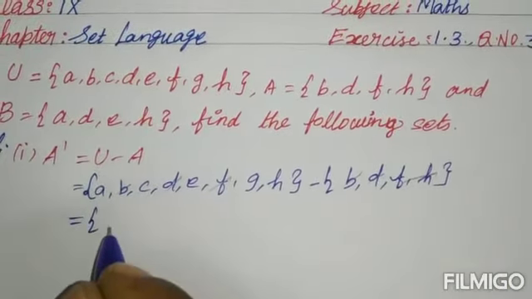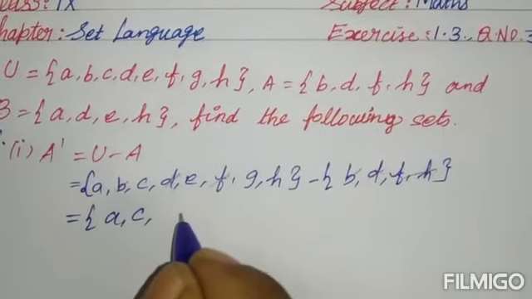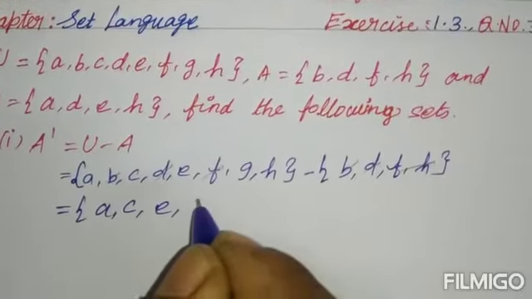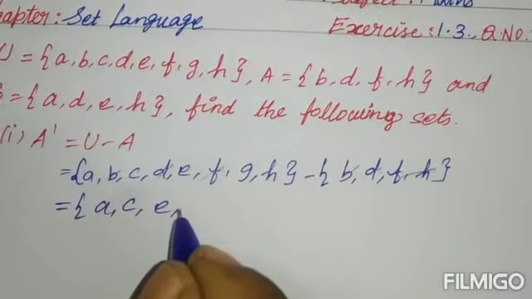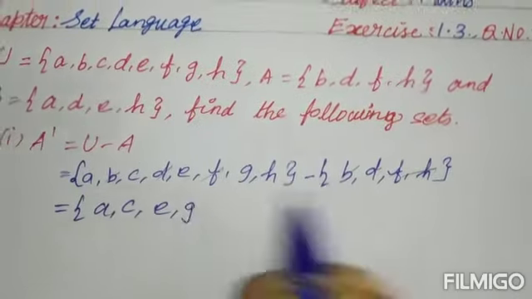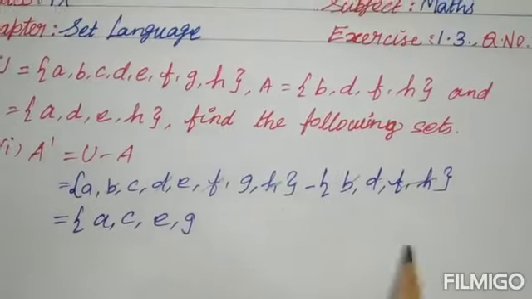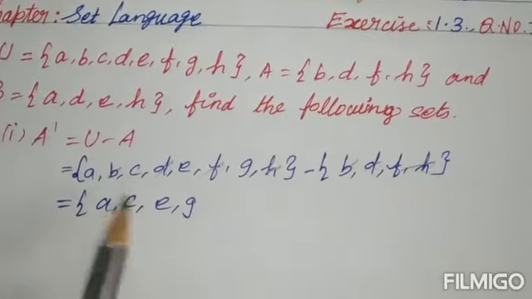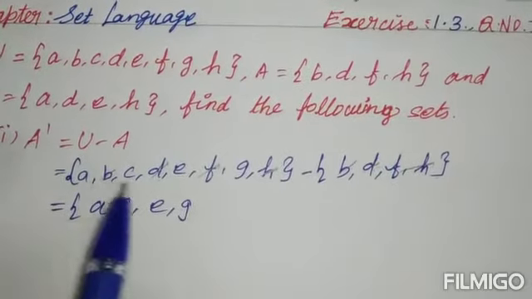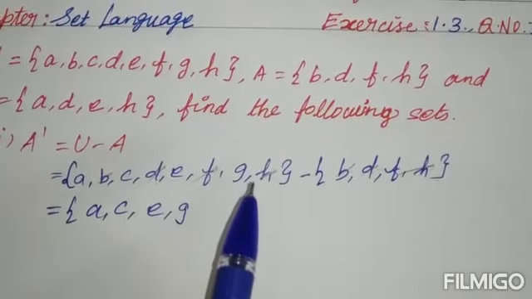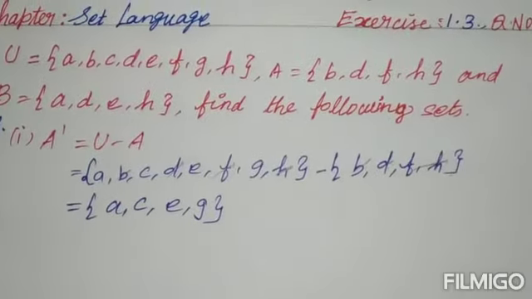The remaining elements are A, C, E, G. Also H is common, so we can cancel the H. So 1, 2, 3, 4 elements are common here. You can write the remaining: A, C, E, G. So these are the elements of A complement.